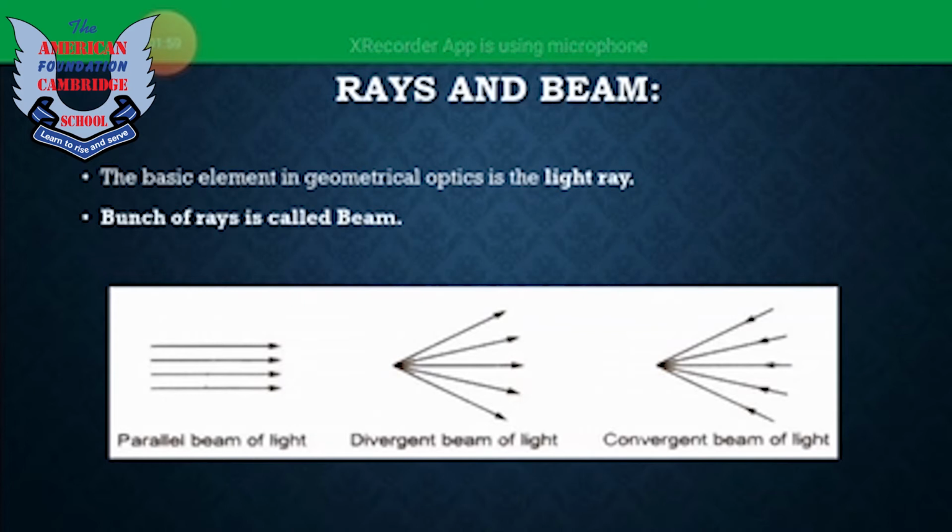In the parallel beam of light, the light rays are parallel to each other. The distance between them remains the same. Whereas in the divergent beam of light, you can see that the light spreads out from its source and the distance between the rays keeps on increasing. In the convergent beam of light, you can see that the rays meet at a common point and the distance between them keeps on decreasing until they meet at the common point.